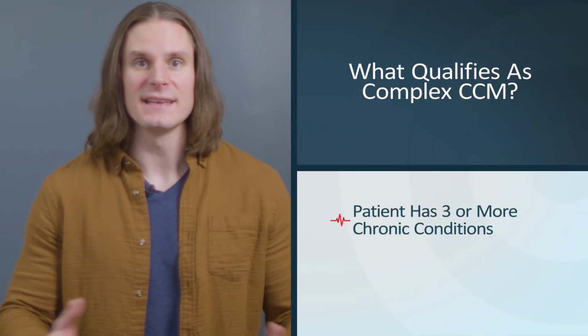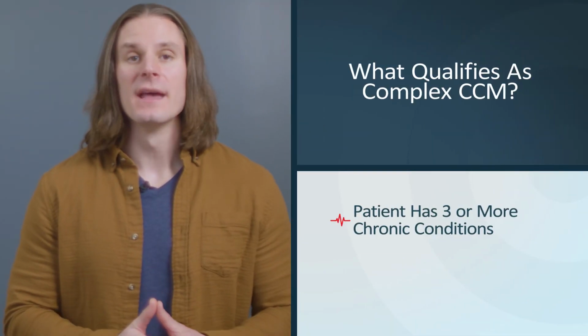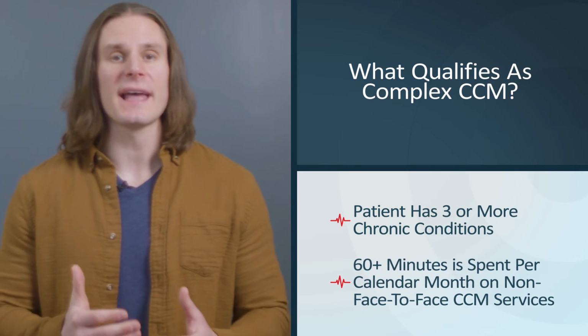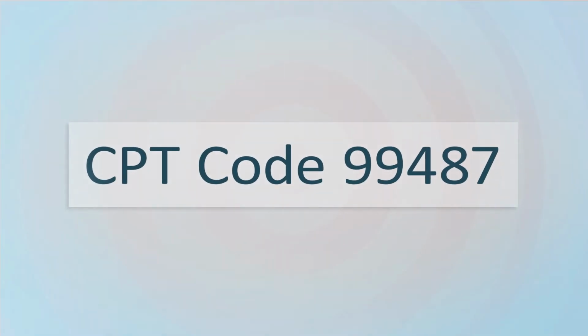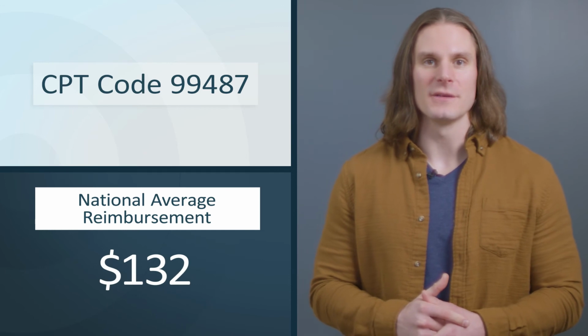Now, let's move to CPT codes for complex CCM. Some of your patients might need more care than others, and some patients you might be managing 3, 4, or 5 plus conditions within a calendar month. In this case, you'll use the complex codes for 60 or 90 plus minutes. At 60 minutes of complex CCM, you're going to bill using code 99487. 99487 pays at a national average reimbursement of $132.